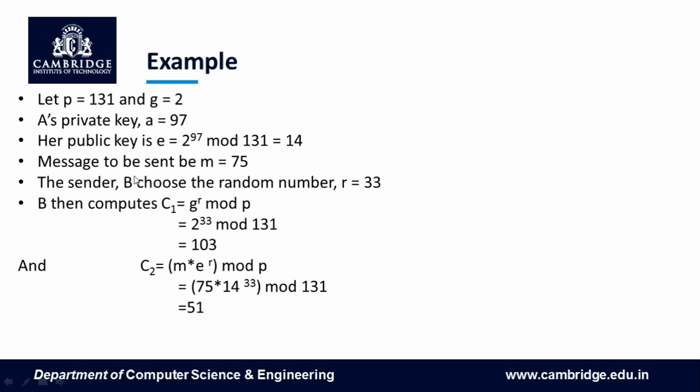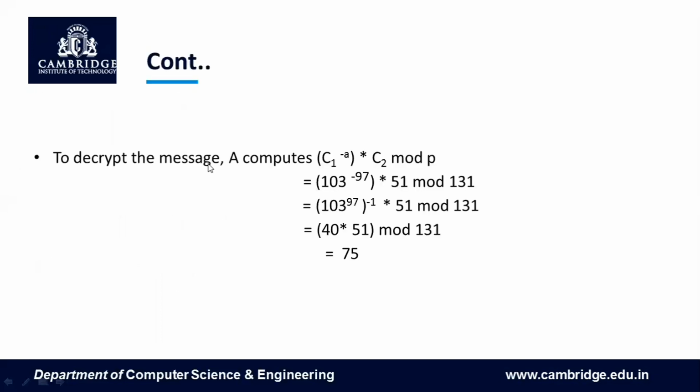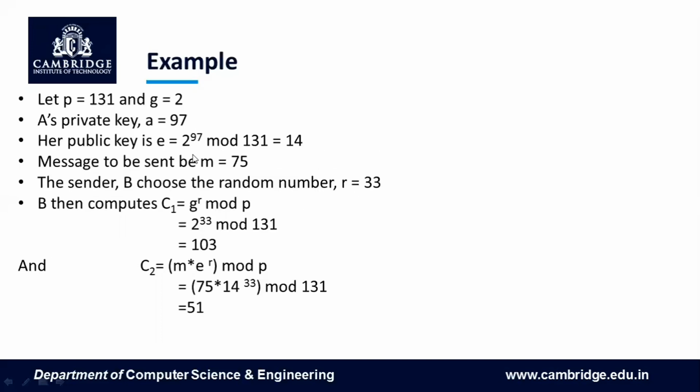Here we have taken an example from Bob to Alice. Bob has to send 75 to Alice. What does Bob have to use? Bob should use the Alice private key. Sorry, Bob should use the Alice public key. Sorry, public key. Alice's public key is 14, right? In order to encrypt the message and obtain the ciphertext.